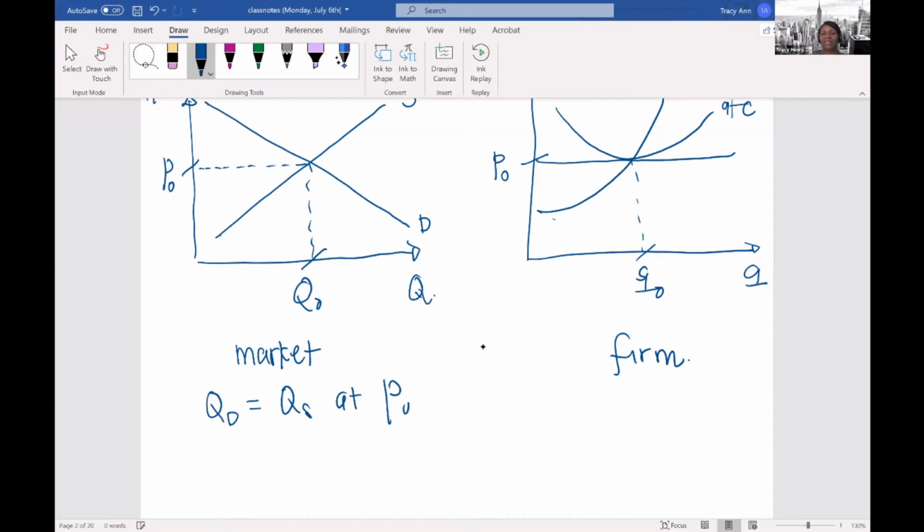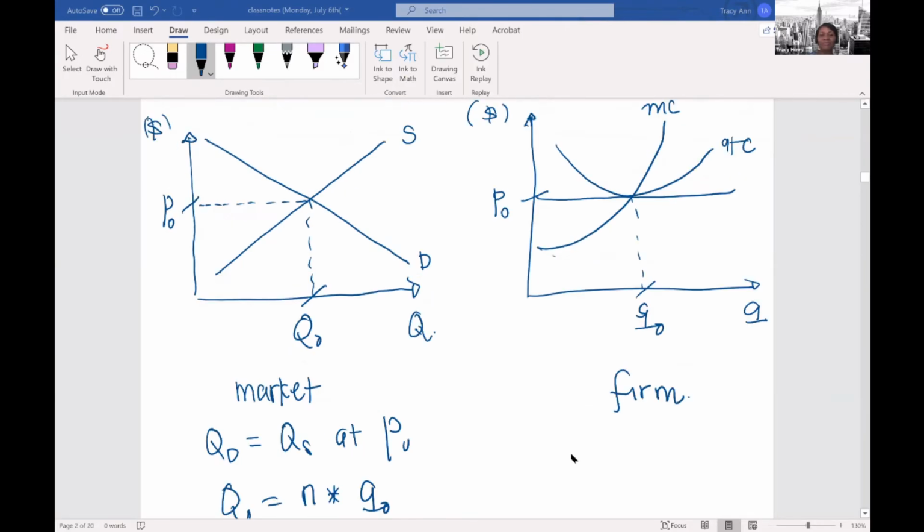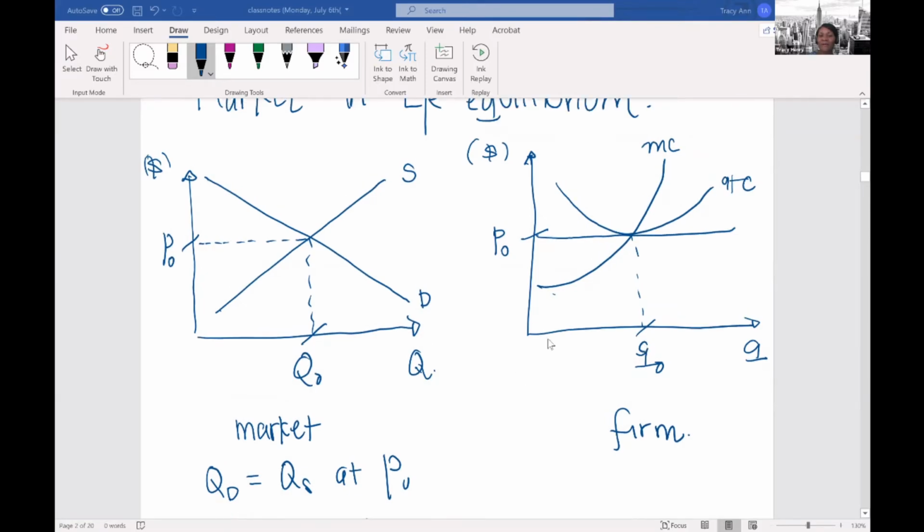So the market clears. We also know that our quantity Q0 is equal to the number of firms times little q0. And our little q0 is the quantity of output that the individual firm produces. If we look over at the firm, the thing that we notice is that price is equal to marginal cost, and it's also equal to our average total cost.